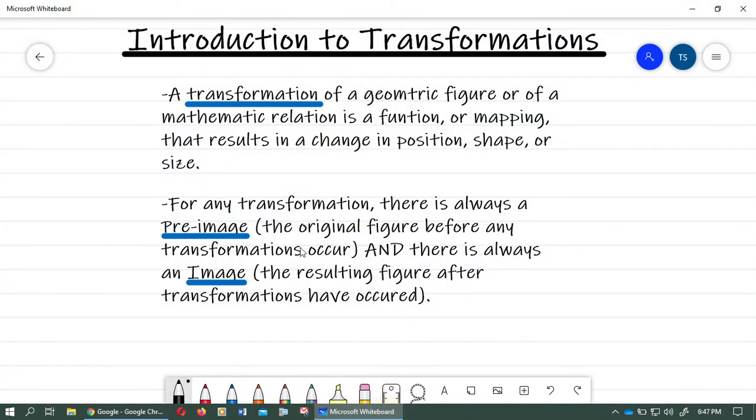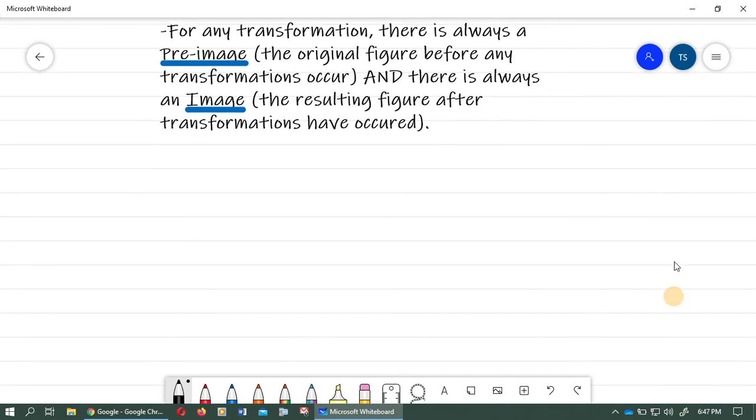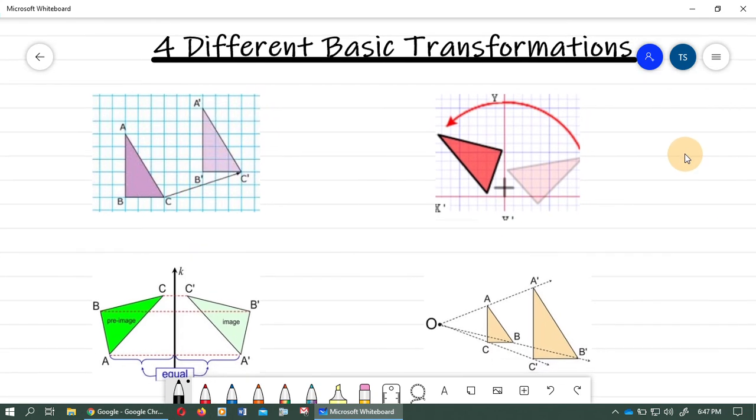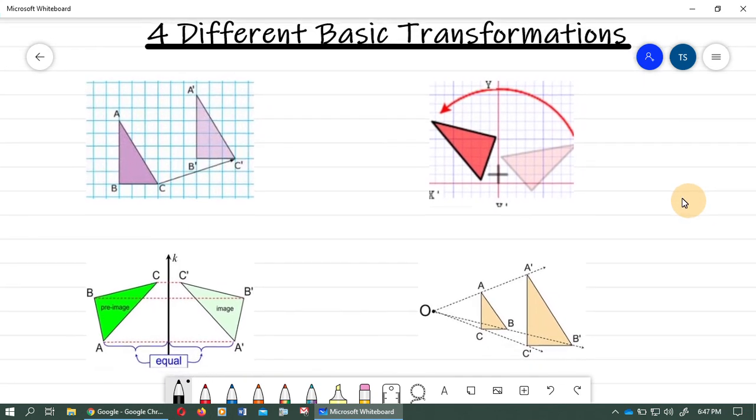So again, guys, some of you may already know what the four basic transformations are that we'll be discussing here in this class. There are more than four, but we'll be discussing four of those basic transformations. Like I said, some of you may have already heard of them, and you may have called them by different names.